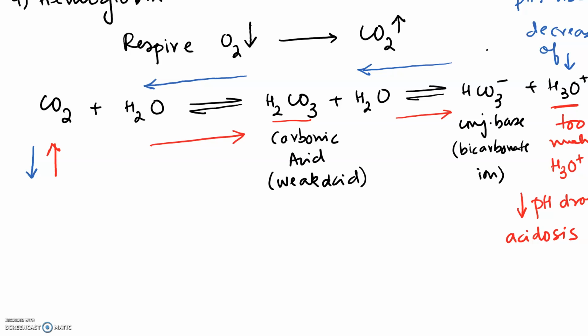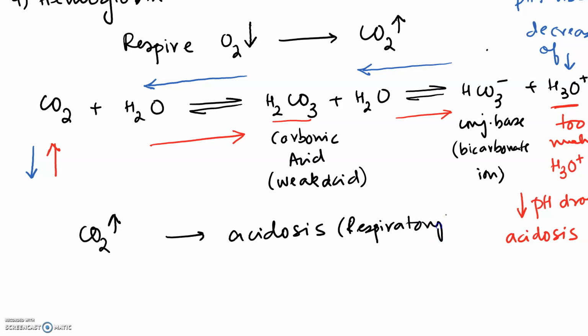Now that we understand that, let's understand the conditions under which acidosis and alkalosis take place. Very simply, if carbon dioxide increases, that results in acidosis, and to be very precise, this is respiratory acidosis. If carbon dioxide decreases, that results in alkalosis. Again, it's respiratory.